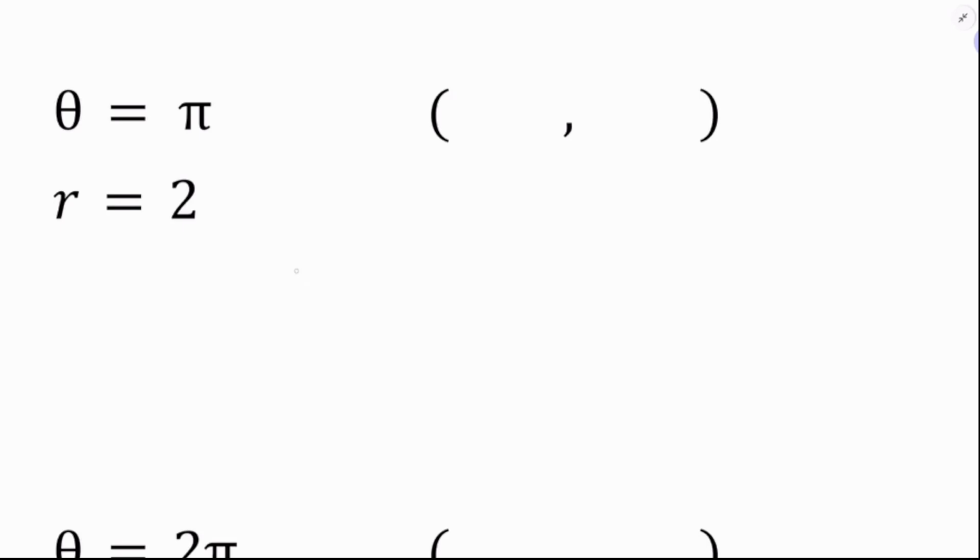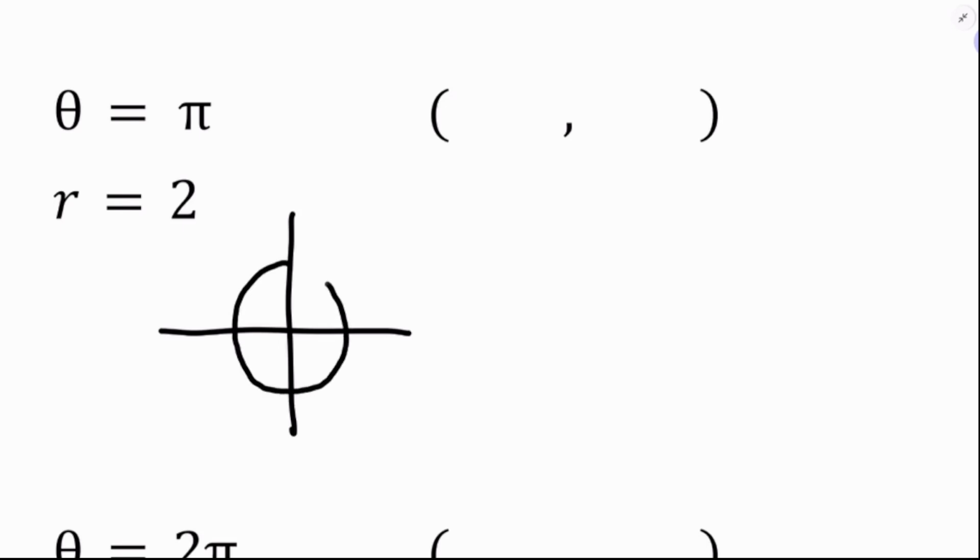So I'm going to draw what it would look like on the unit circle. Over here, theta equals pi. That would be the point -1 and 0. But if r equals 2, the circle is going to get twice as large. So the x-coordinate and y-coordinate will both double. The coordinates of this point would be -2 and 0: 2 times -1 and 2 times 0.